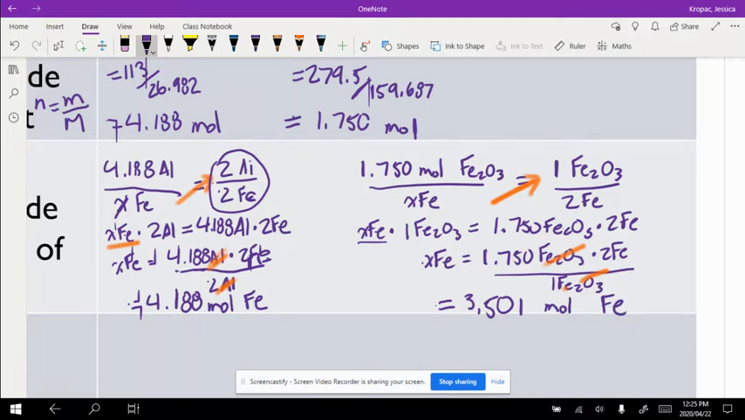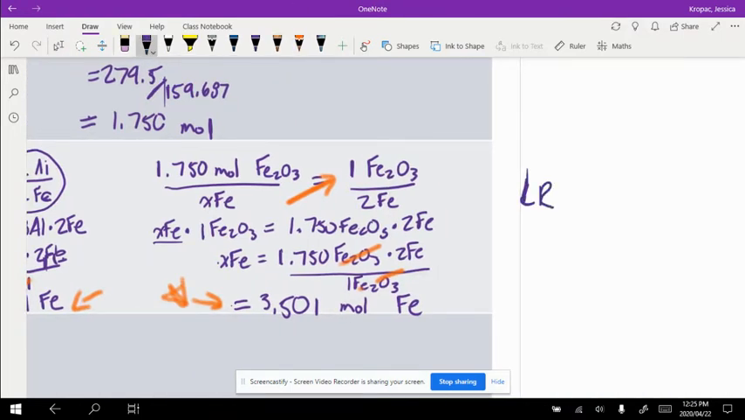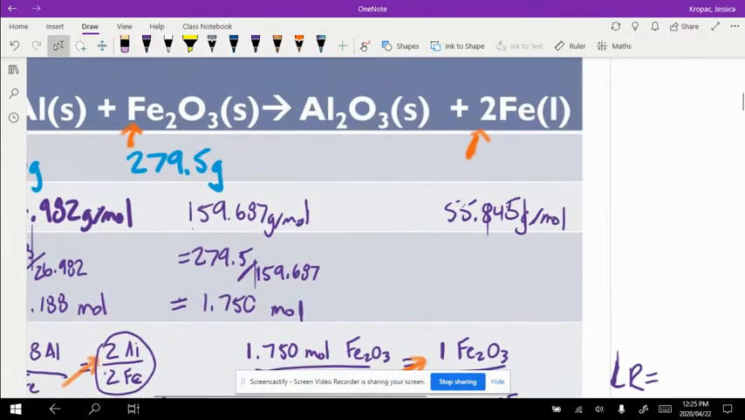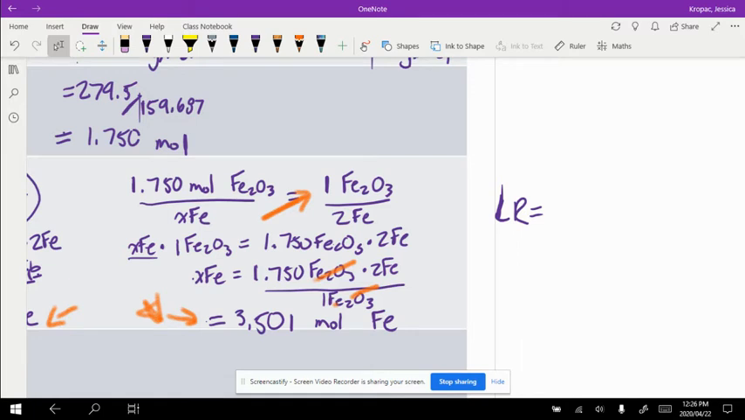And remember, my whole goal here was to figure out what my limiting reagent is. A limiting reagent is whatever I run out of. So which one is going to limit my reaction? Which one am I going to run out of first? I see that here I have 4.188, and here I only have 3.501. So I'm going to run out of this one first. Therefore, this is my limiting reagent. So I'm going to record limiting reagent is, what is it? Well, let's scroll back up and find out. My limiting reagent in that column was Fe2O3. So in this case, my limiting reagent is equal to Fe2O3. How did I know that?